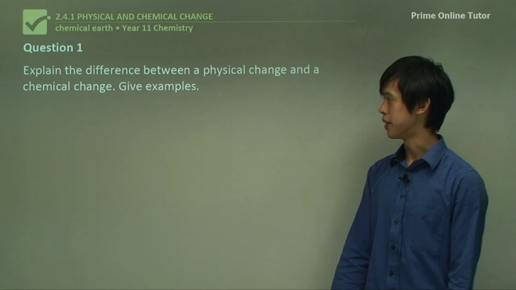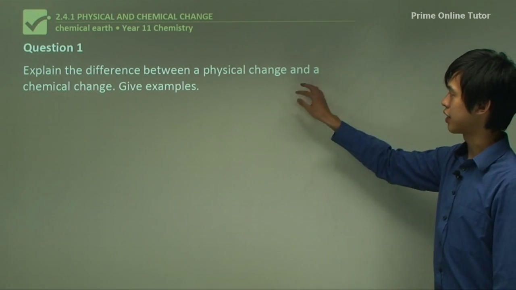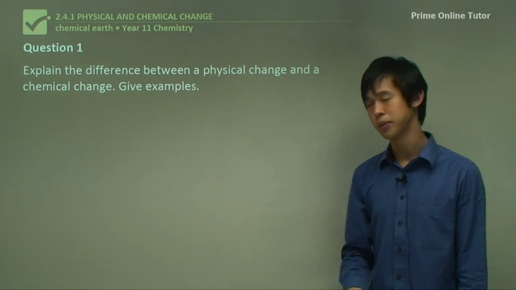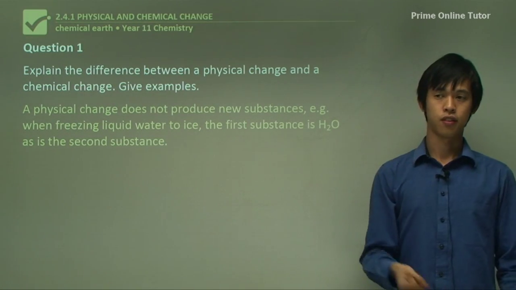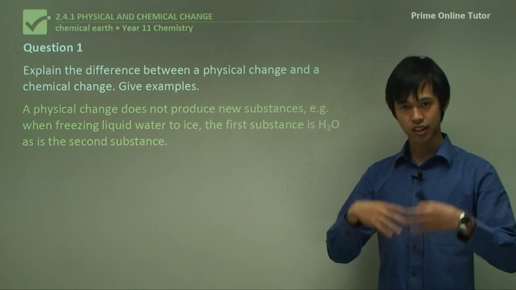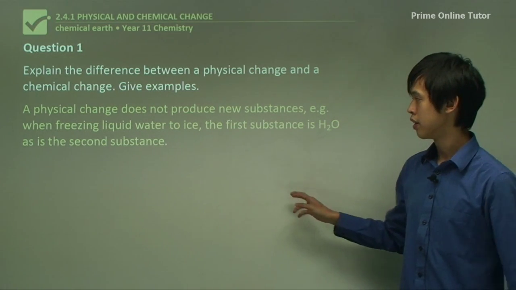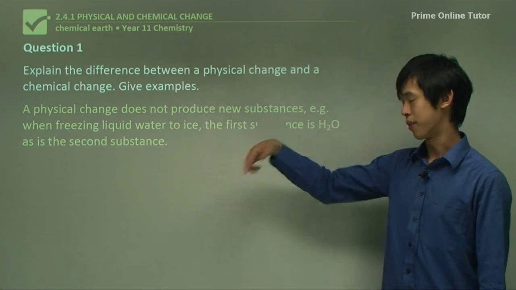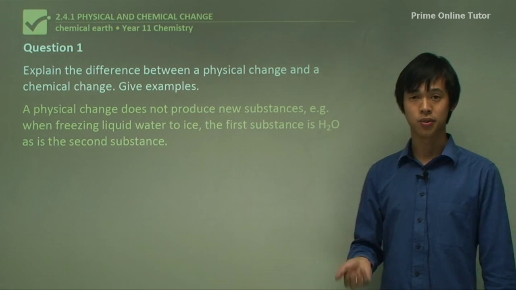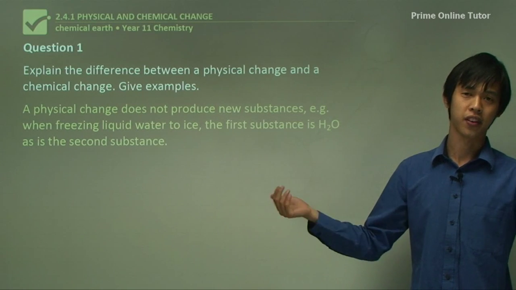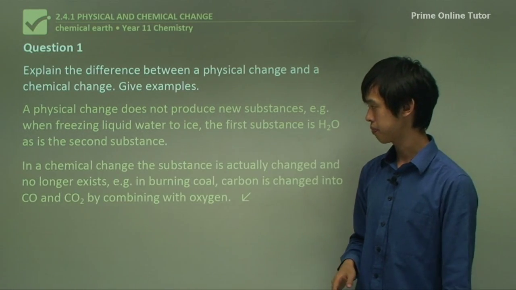Okay. Question 1: explain the difference between a physical change and a chemical change, and give examples. Well, a physical change does not produce new substances. A physical change just retains the original substance that you had. So when freezing liquid water to ice, the first substance is H2O, and ice is also made of H2O, so nothing's changed.